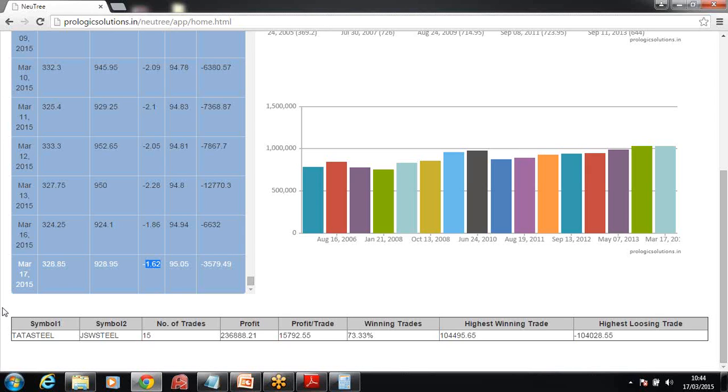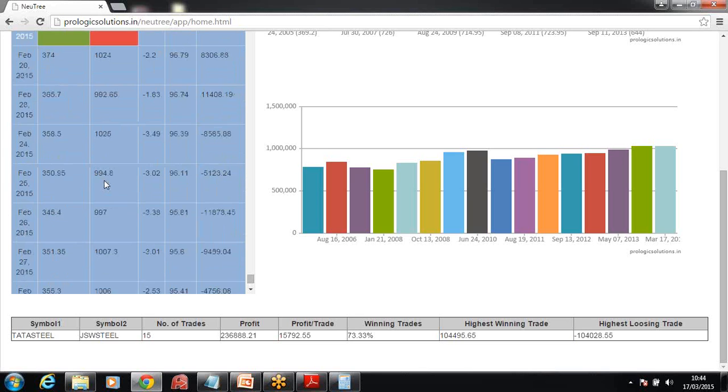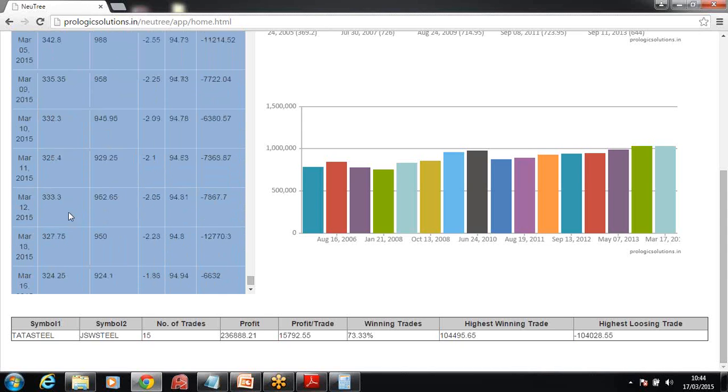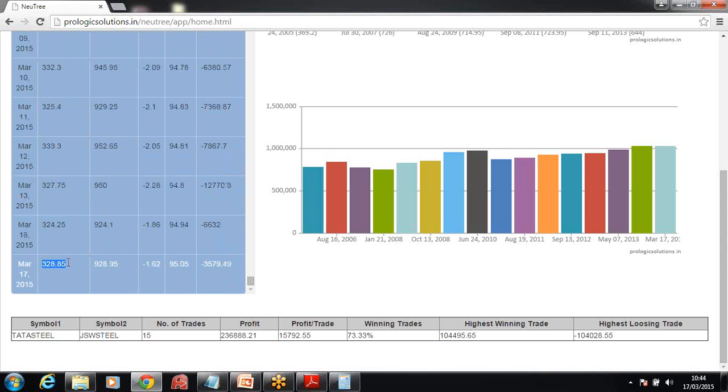So now my Tata Steel price is 330. So it has risen. Tata Steel we bought at 375, and now it is 330. And JSW I will just tell you. JSW is at 926 now. So it's fallen by another 2 rupees. So your overall loss is slightly less than 3,500 rupees right now.